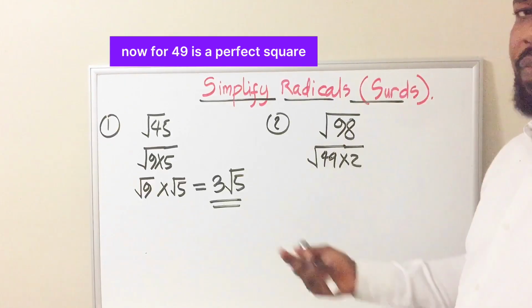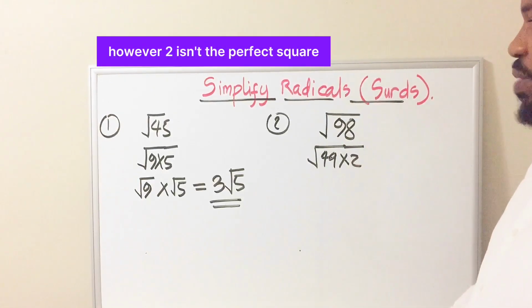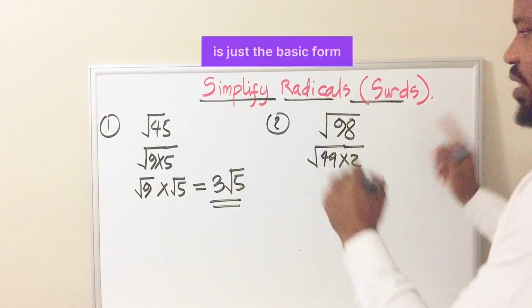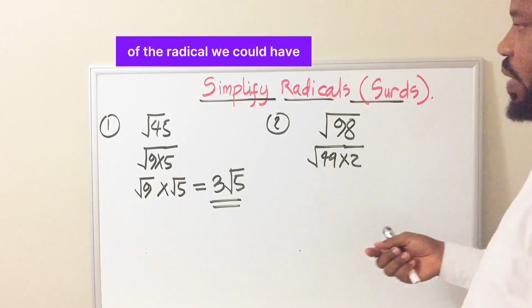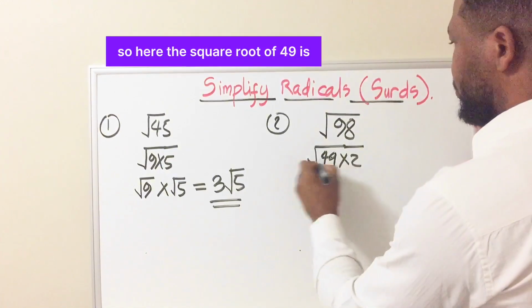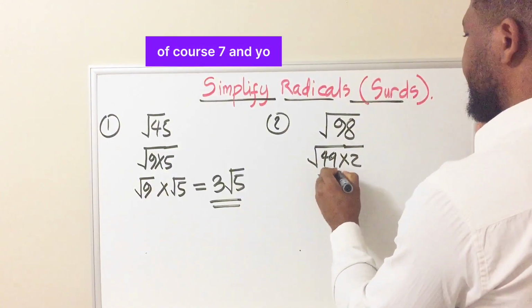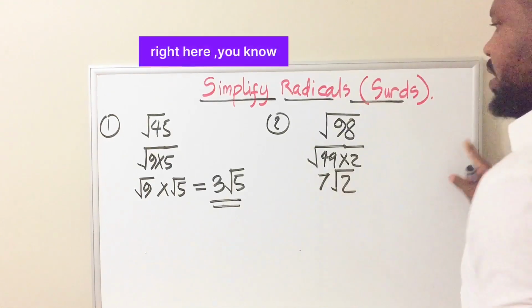Now, 49 is a perfect square. However, 2 isn't a perfect square. 2 is in its basic form. The square root of 2 is just the basic form of the radical we could have. So here, the square root of 49 is, of course, 7. And this is the square root of 2 right here.